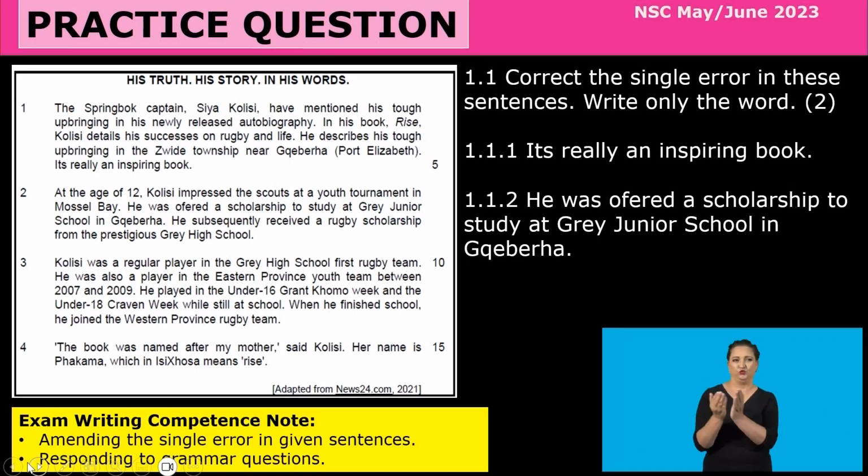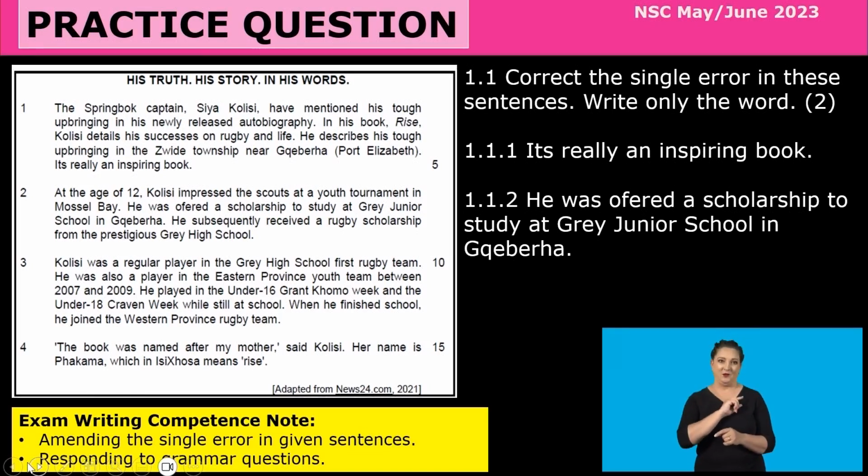Kolisi was a regular player in the Grey High School first rugby team. He was also a player in the Eastern Province youth team between 2007 and 2009. He played in the Under-16 Grant Khomo Week and the Under-18 Craven Week while still at school. When he finished school, he joined the Western Province rugby team. The book was named after my mother, said Kolisi. Her name is Pakama, which in isiXhosa means rise.